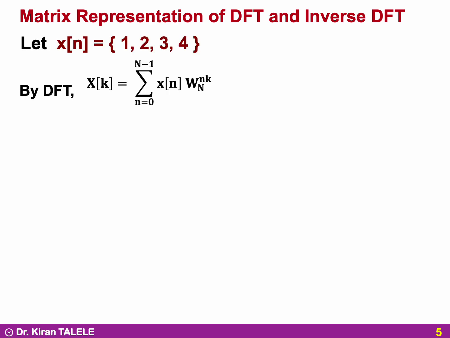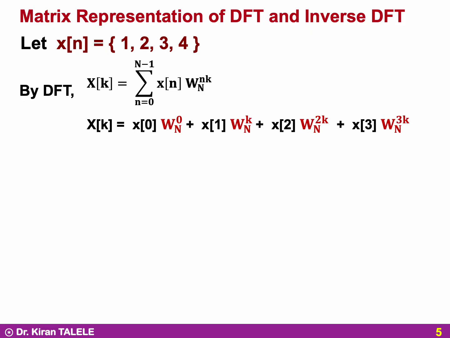Let's take one example. x of n equal to 1, 2, 3, 4. By DFT, X of k equal to summation of x of n W_N raised to nk. Expand this summation term. Now in this expression, there are only three different terms: one is X of k, x of n, and the W term.